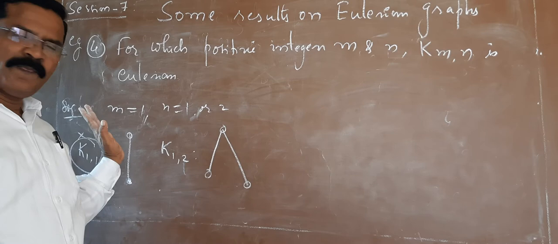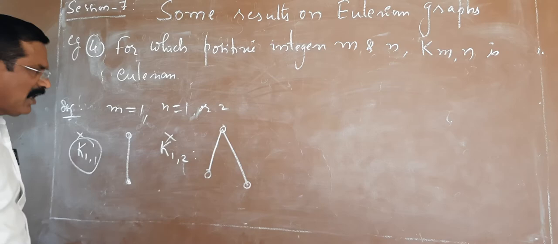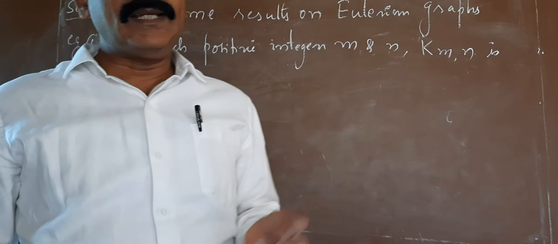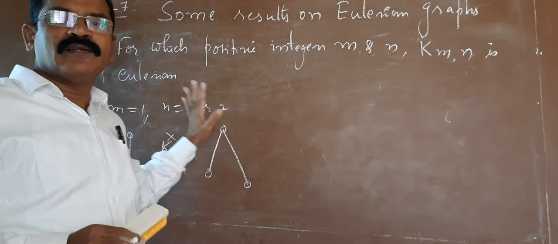So what we come to know is that for M equal to 1 or N equal to 1 or 2, it is not eulerian. It implies M and N must be greater than 1. So therefore, we consider greater than 2. Then only it may be possible to have an eulerian graph. So therefore, in this case, it is not eulerian.